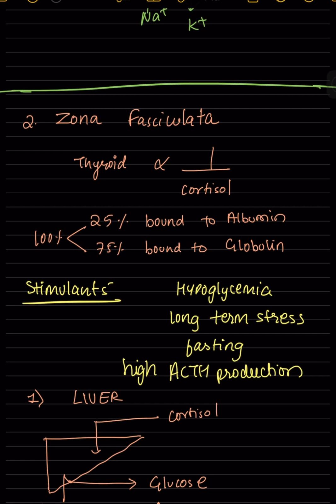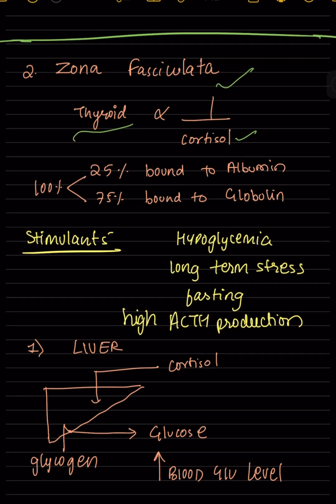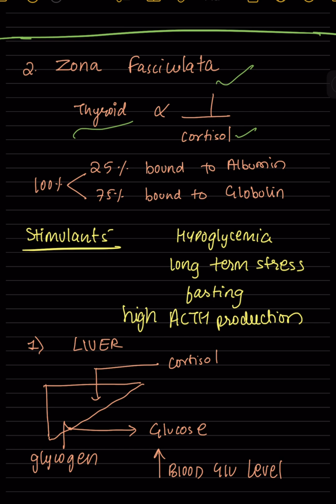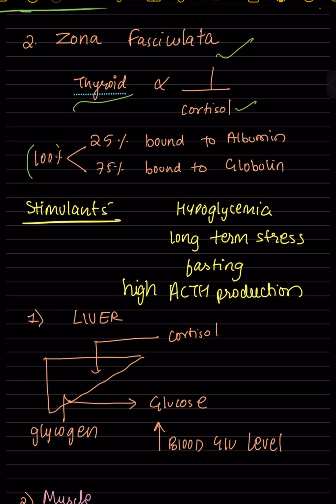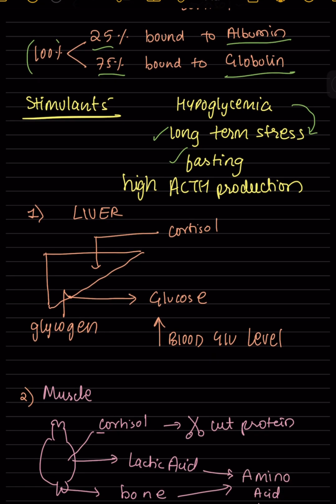This zona fasciculata releases cortisol. Cortisol in its function is vice versa to that of thyroid, so these have very contrary functions. Of the total cortisol, 25% is bound to albumin and 75% is bound to globulin. Its main stimulant is hypoglycemia, low blood sugar level. It makes our body go into stress and hence release of cortisol. It is also released during long-term stresses such as fasting, and by high adrenocorticotropic releasing hormone.